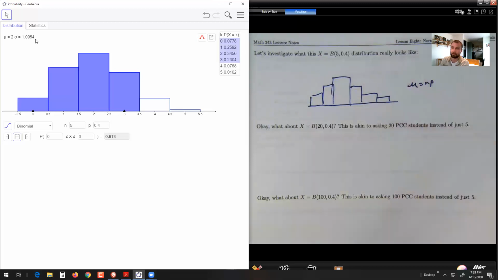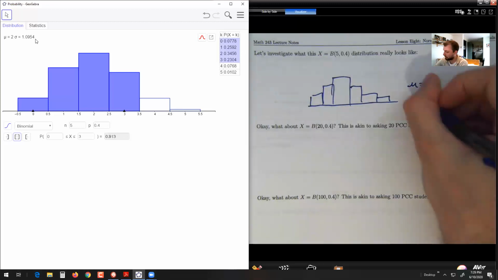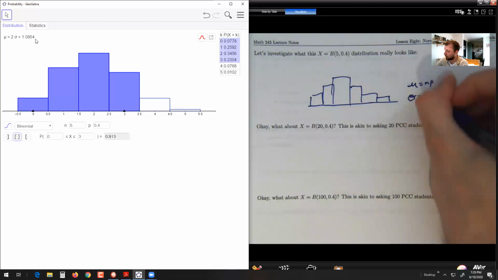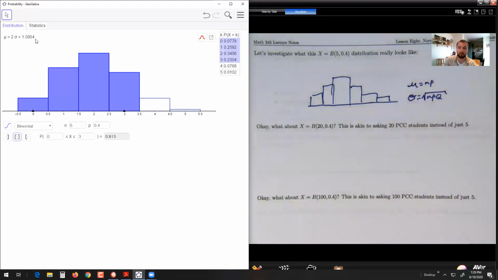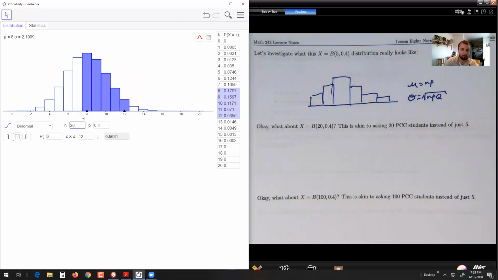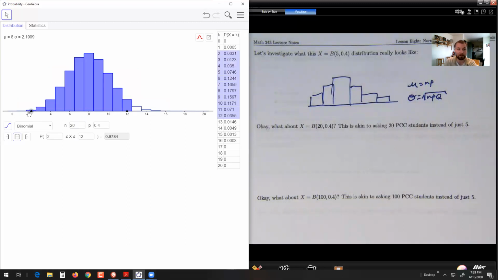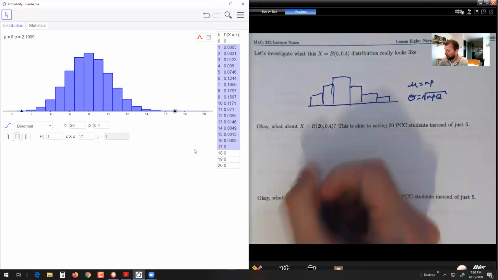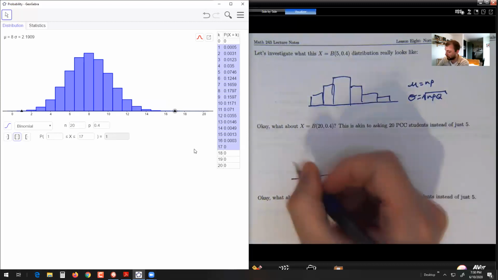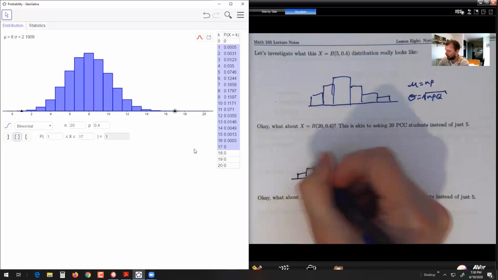So my average is n times p. My standard deviation is the square root of n times p times q. Okay, let's say I'm looking at n equals 20. I'm going to change that here. And I'm highlighting the blocks just so it's easier for me to see the shape. Looks like unimodal, a little bit more symmetric this time around. Again, I'm just drawing a sketch to the best of my ability.